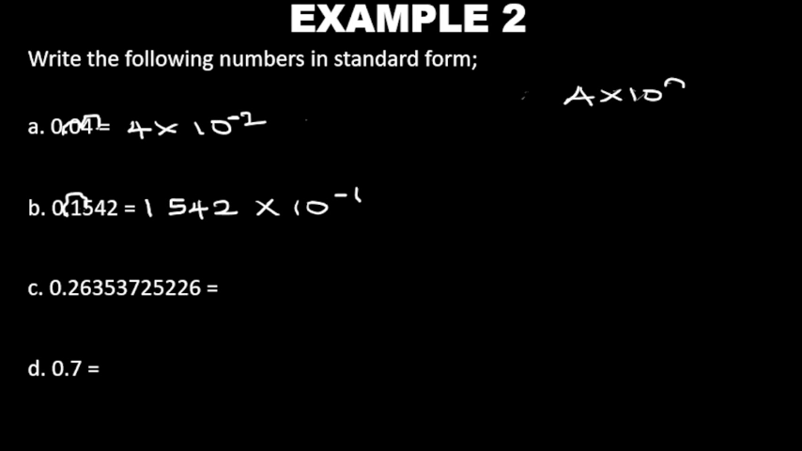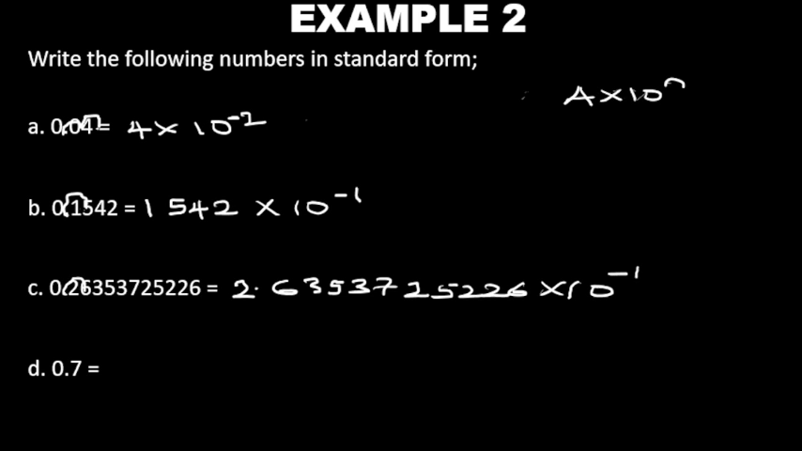The same way, to write this in standard form, we shift the point to this position between 2 and 6. So that will give us 2.6, then times 10. So how many times do we shift the point? So that will be 1 to get 2.6. So that will be minus 1 too.